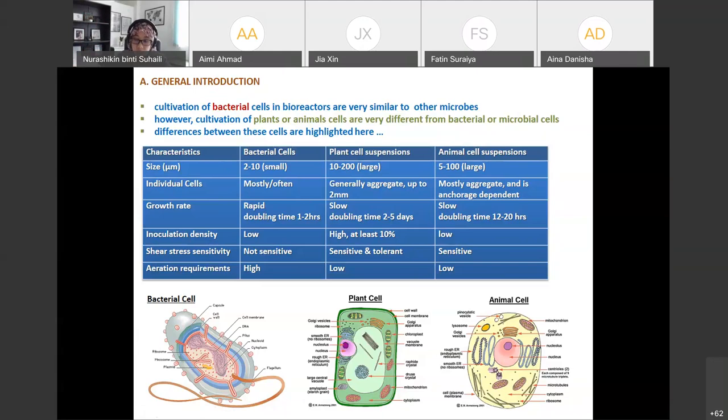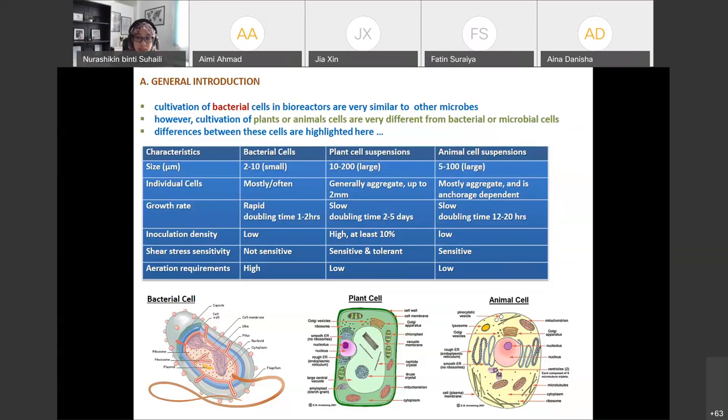Because of the differences in certain characteristics between microorganisms and animal and plant cells, the requirements for cultivation differ. The reason we're talking about bioreactors is that we are talking about cultivating plant cells and animal cells. Remember, the definition of fermentation is growing the cells in a platform. You give the media, which is food, under certain culture conditions. Culture conditions means the pH, the temperature, the oxygen if they need oxygen, the media concentration, and what else? The agitation, mixing.